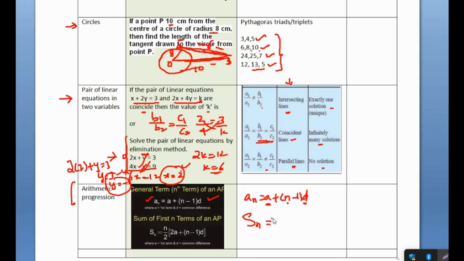Sum to n terms in arithmetic progression is given by the formula n by 2 into 2a plus n minus 1 into d, where a is the first term, d is the same common difference. Common difference is usually denoted with the formula a2 minus a1. So problems will be asked with these two formulas, students.